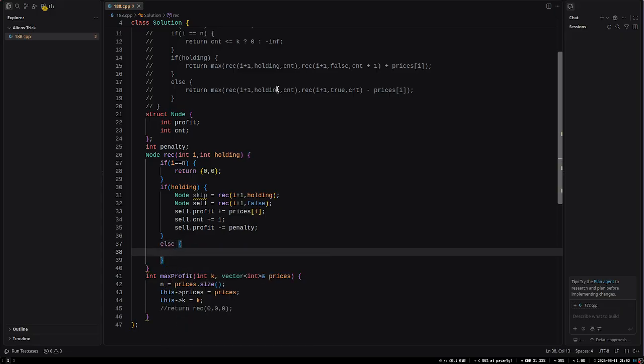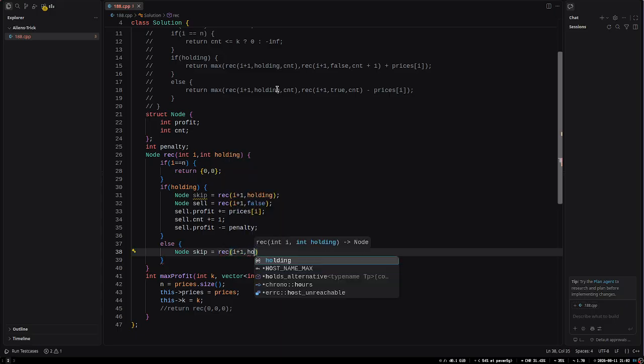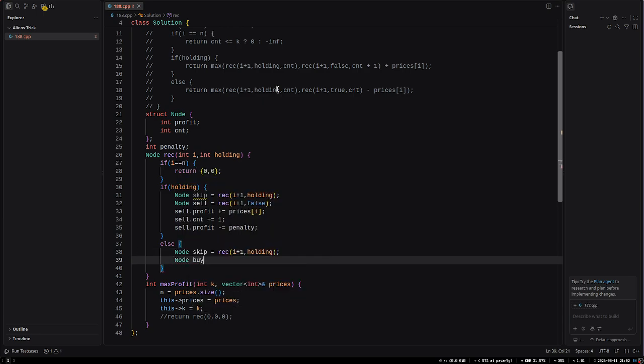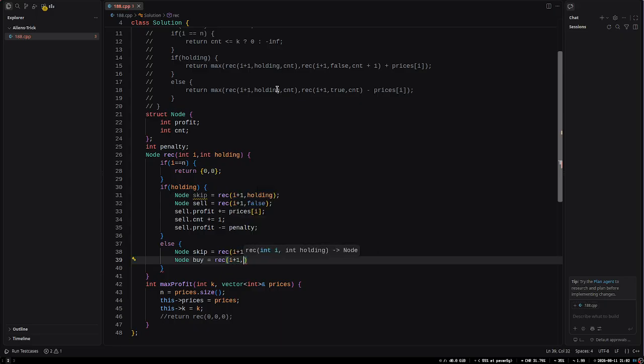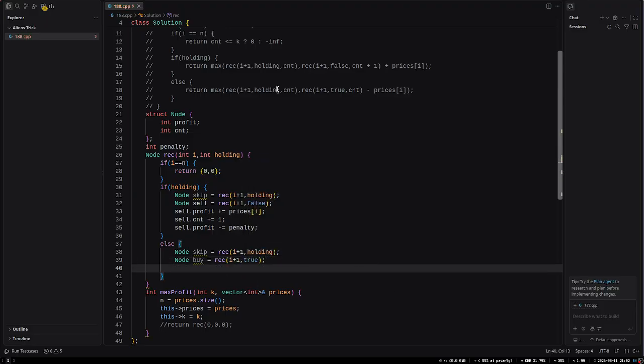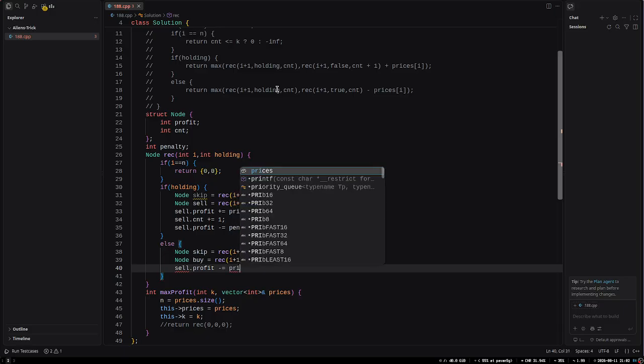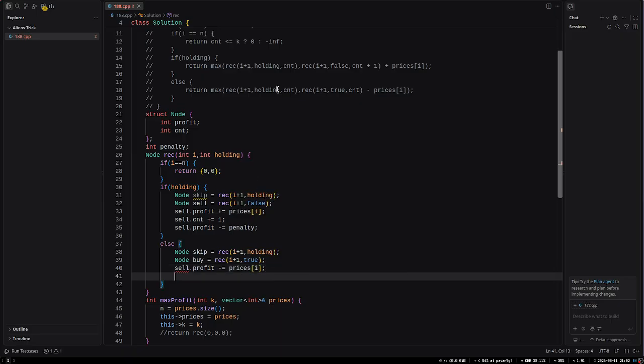And if you're not holding anything, still we got two choices, which is recursion of i plus 1 with holding as it is, and the other choice is buy. If you're buying something and you're not holding something previously, this would become true. And when you're buying something, from this profit you should subtract the prices of i. Sorry, this is buy, right? Buy profit minus equal to prices of i.